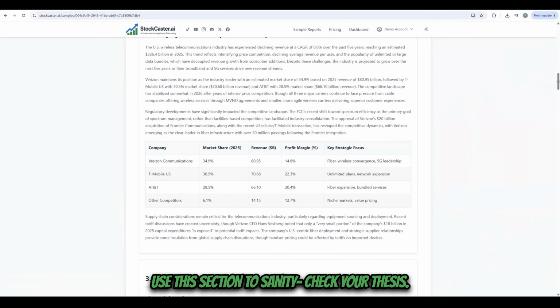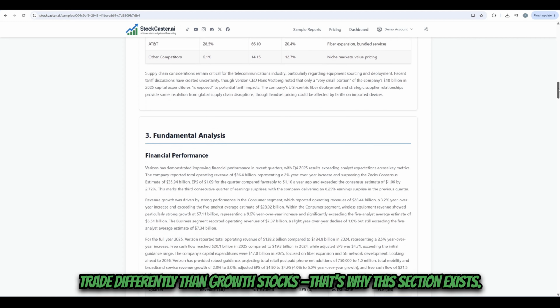In plain English, use this section to sanity check your thesis. Even a great company can struggle in a bad environment. If rates are rising, dividend-heavy stocks can trade differently than growth stocks. That's why this section exists.